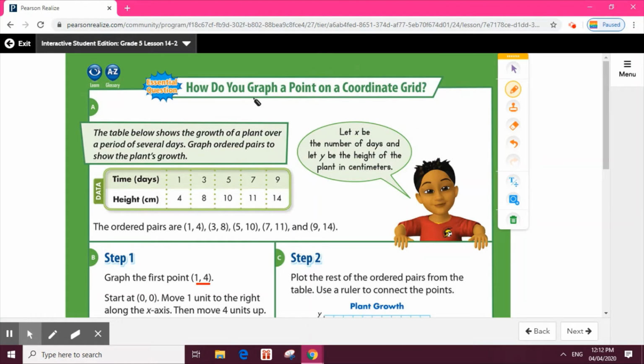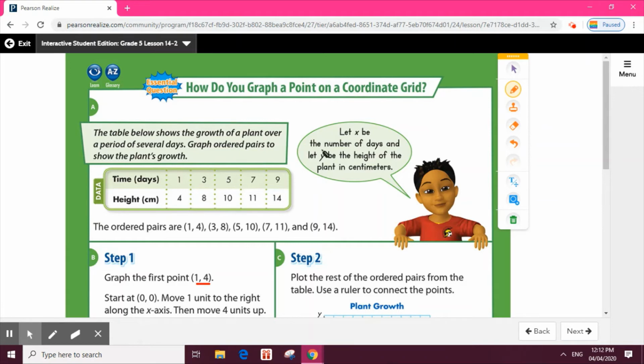How do you graph a point on a coordinate? Here we have a problem. The table shows the growth of a plant over the period of several days. Graph ordered pairs to show the plant's growth. So we have here the given data, time in days, and height in centimeters. From days, we have 1, 3, 5, 7, and 9. In height, we have 4, 8, 10, 11, and 14.